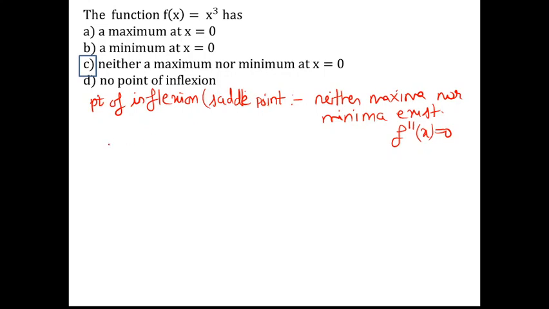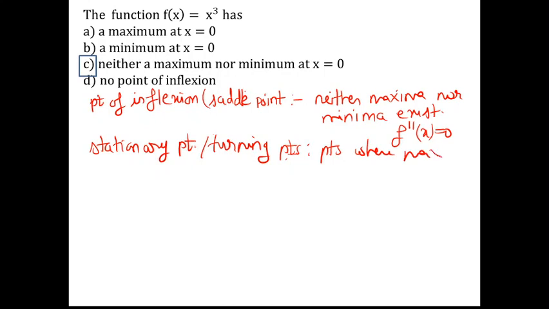The next terminology that one should know is the stationary point, also called the turning point. The stationary point or turning point means the point where maxima or minima may exist. Now we should know the procedure to decide the point of maxima and minima. Let's understand this with the help of this example.